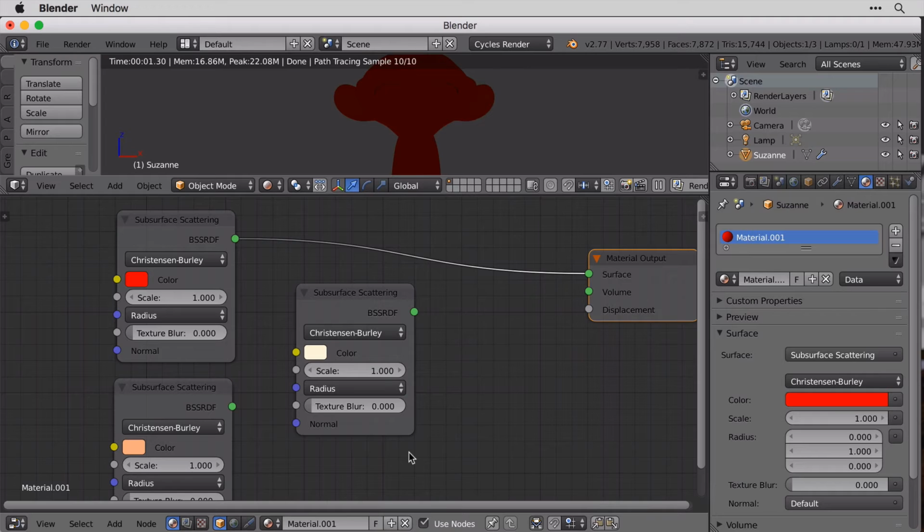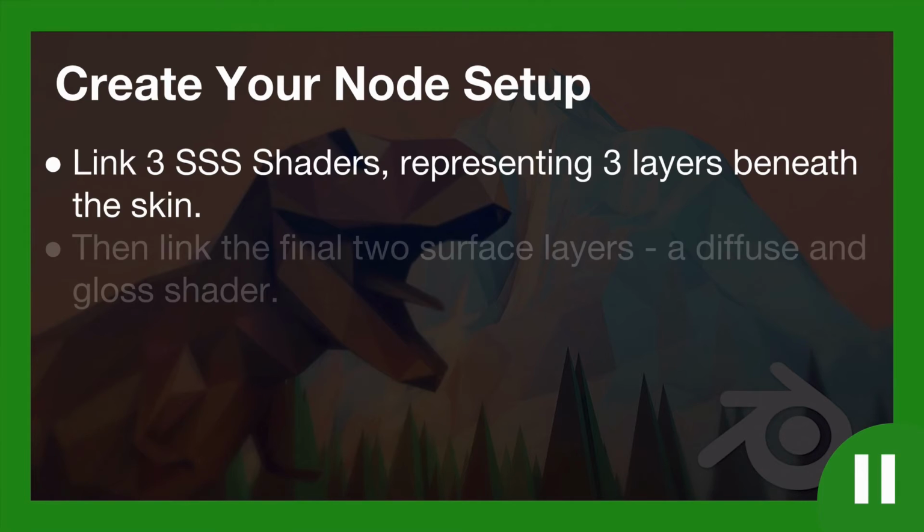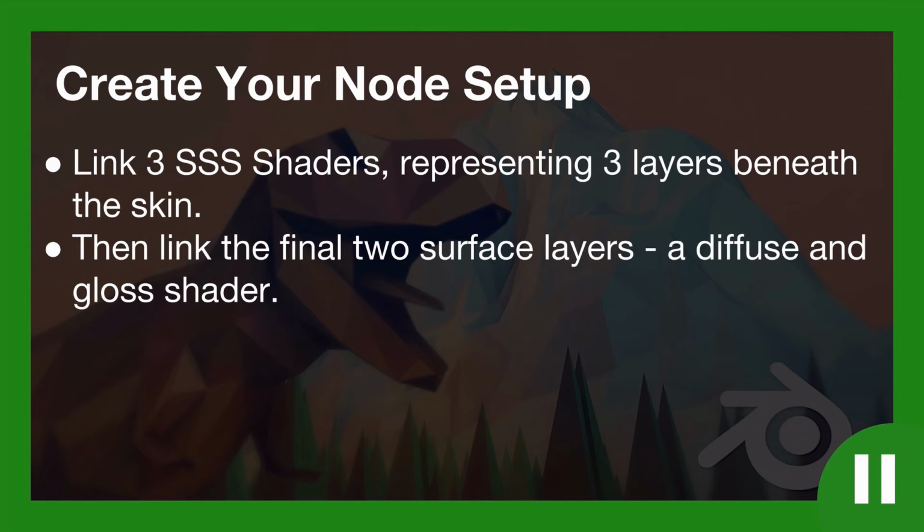And of course, that means it's time for a challenge. Okay, I'd like you to create your node setup. So you're going to be linking 3 subsurface shaders representing 3 layers beneath the skin. Then link the final 2 surface layers, a diffuse and gloss shader. So there we've got our indirect and direct scattering.